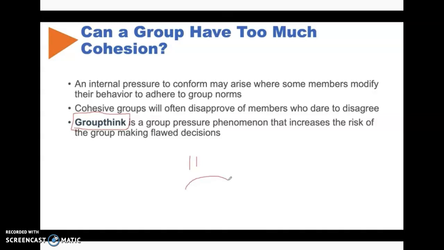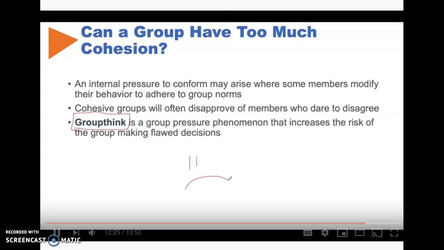We don't test our decisions against reality. We don't make our best judgment. And we're not really being mentally sharp. We're not being the best we can when groupthink kicks in. So we have to pay attention to, are we actually letting people get away with things they should not be getting away with just because we like each other?